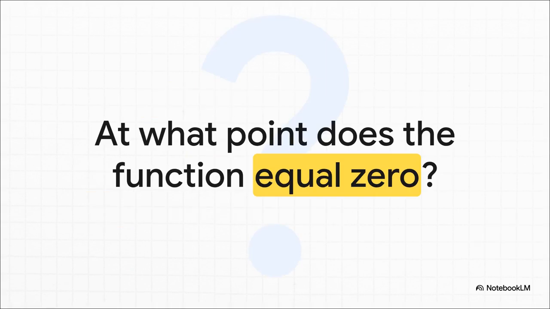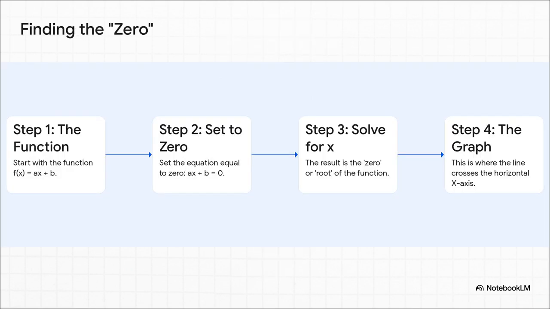But sometimes we need to ask the opposite question, right? At what point does the function equal 0? We're not looking for the start, we're looking for the break-even point, or where it all zeroes out. So how do we find that 0 point? Well, mathematicians call this finding the zero or the root of the function. And the process is actually super straightforward. You just start with your function, ax+b, then you set the whole thing equal to 0. From there, it's just a little bit of simple algebra to solve for x. And what you find, visually, is the exact spot where your line crosses the horizontal x-axis.